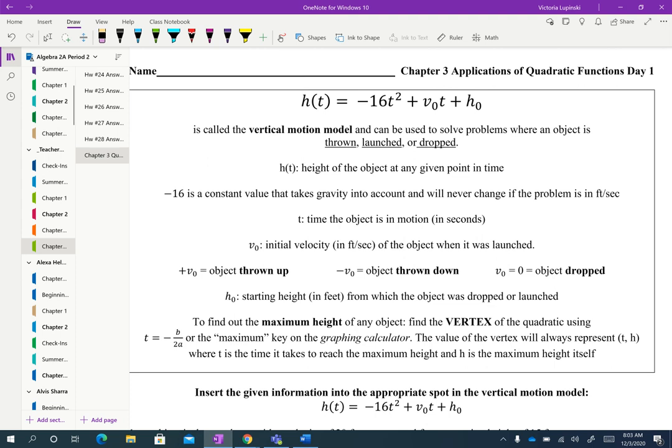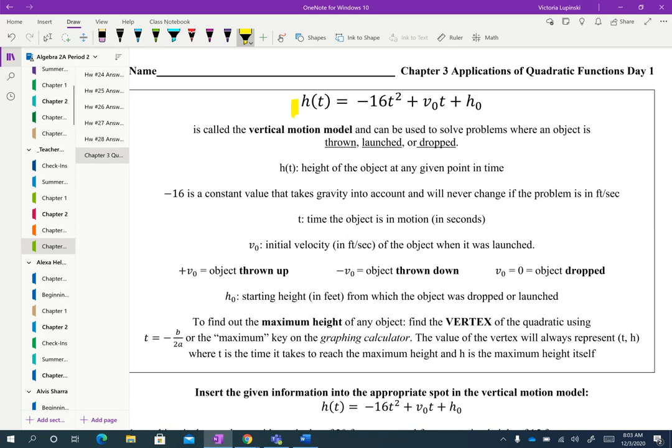Okay, welcome everybody. Today we're going to talk about some Chapter 3 quadratic applications, which of course means word problems. We actually saw some problems similar to this earlier in the chapter, but now that we've learned so many ways to solve quadratics, we're able to look at and solve more interesting and more complex problems.